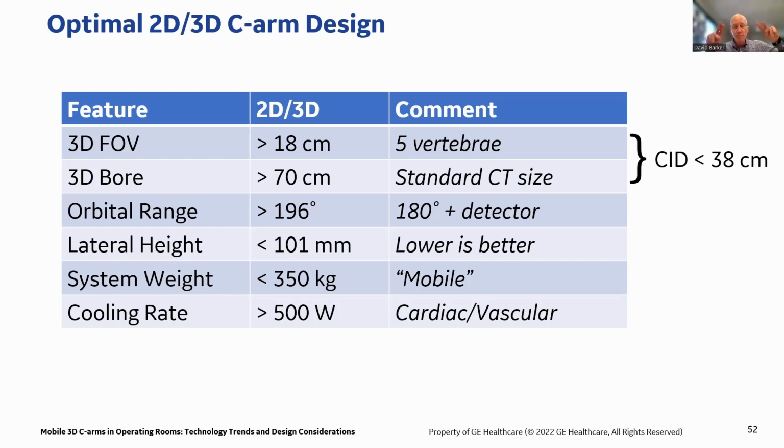For it to be a truly mobile system, if you're pretending that you really can push it around, the system needs to be about 350 kilograms or less. As it starts to get heavier than that, it doesn't matter what wheels you've got on it. It's just hard to push on the floor, and it makes it less easy to really be called a nice mobile system.